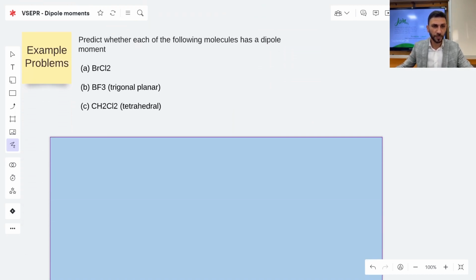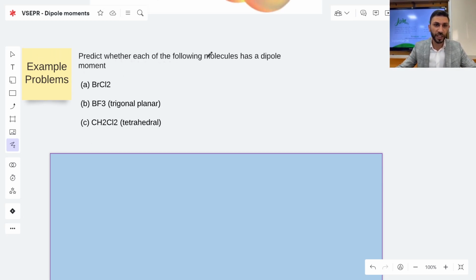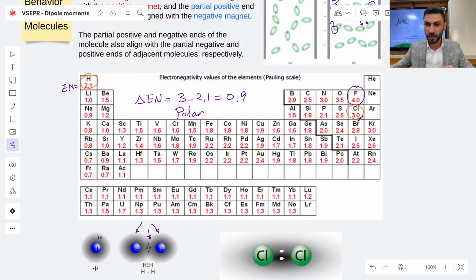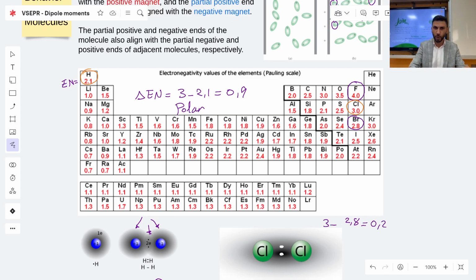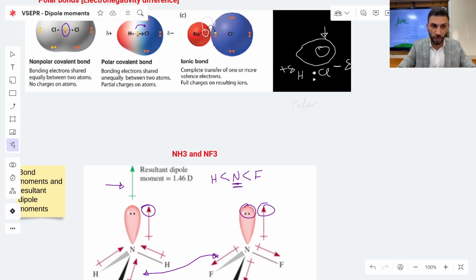All right. Let's do this example. Predict whether each of the following molecules has a dipole moment. Now here we are talking about molecules, not the bond. Of course, BrCl2, if you check here, Br is 2.8 and the Cl is 3, so 3 minus 2.8 equals 0.2. It has some polarity, weak polarity, but it still has a dipole moment.